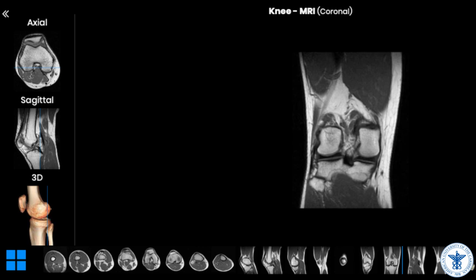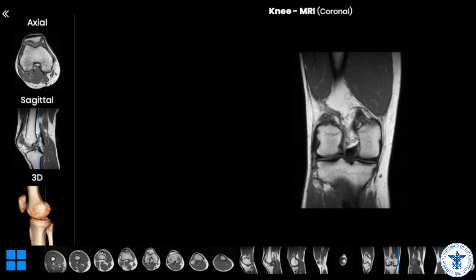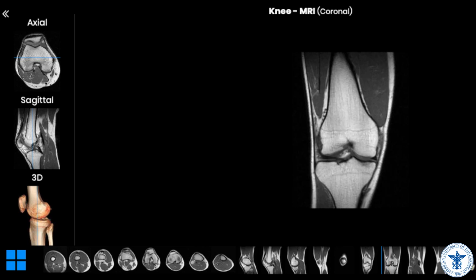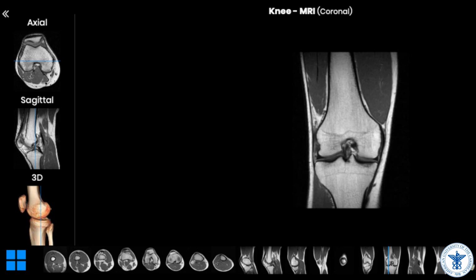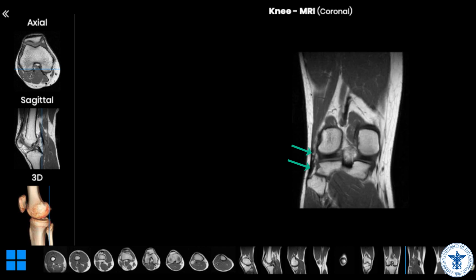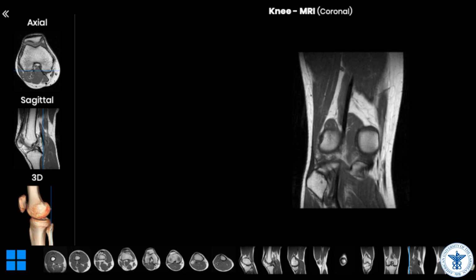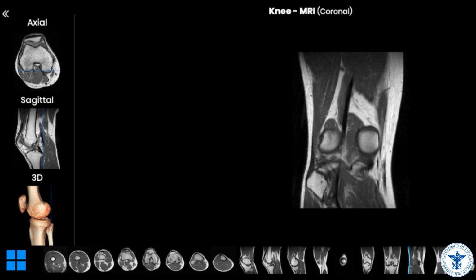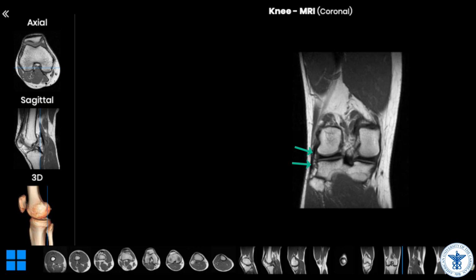So here they are. And let me scroll back forward. Anteriorly, on the lateral side, you can see the tendon of the biceps femoris. Here it is. This is the tendon of the biceps femoris, as it comes to attach to the head of the fibula. And at the same level where we have the head of the fibula, you can see the fibular collateral ligament, this dark band here, which extends between the lateral condyle and the head of the fibula.